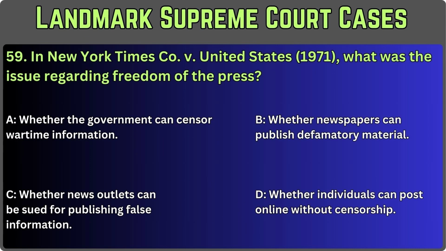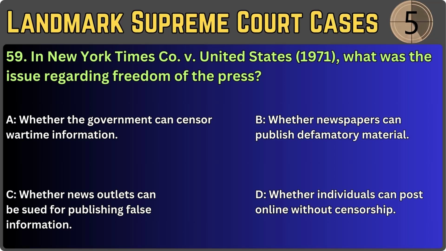59. In New York Times Company v. United States, 1971, what was the issue regarding freedom of the press? A. Whether the government can censor wartime information. B. Whether newspapers can publish defamatory material. C. Whether news outlets can be sued for publishing false information. D. Whether individuals can post online without censorship.